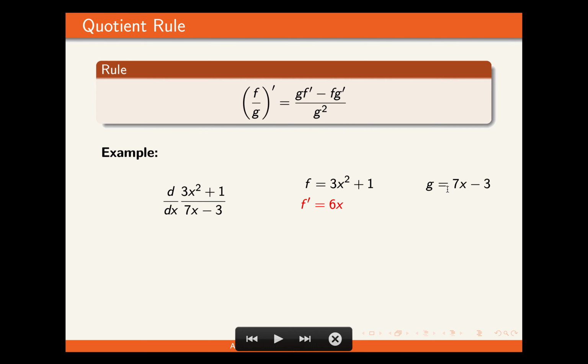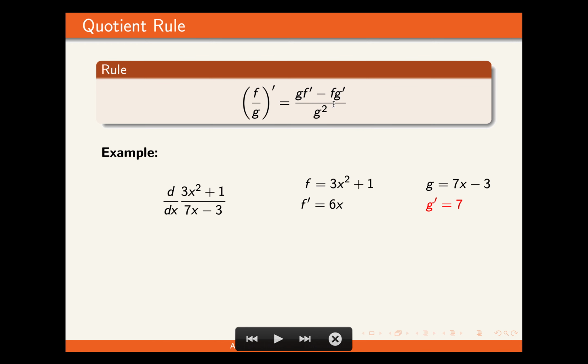Let's try to find the derivative of g. How do we get 7? Well, for 7x, if we apply the constant multiple rule, 7 stays as it is. The derivative of x with respect to x is 1. So 1 times 7 is 7. And the derivative of 3 with respect to x, since this is a constant, will be 0. So 7 minus 0 will be 7. So we have f, g, f prime, g prime. Those are the only variables we need to plug back into this rule.